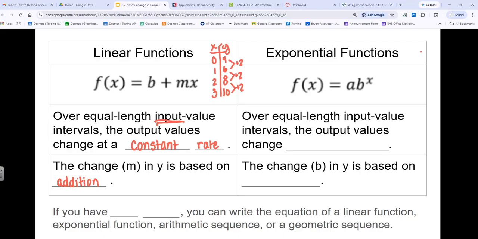Okay, let's think about an exponential function. For an exponential function, I'm going to do the same thing, 0, 1, 2, 3. An exponential function might be something like this: we start with a 3 right here, and then we get a 6, and then a 12, and then a 24.